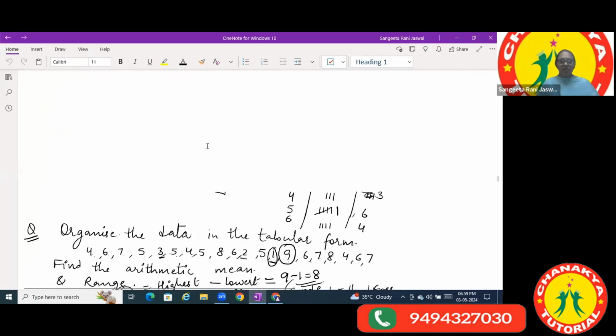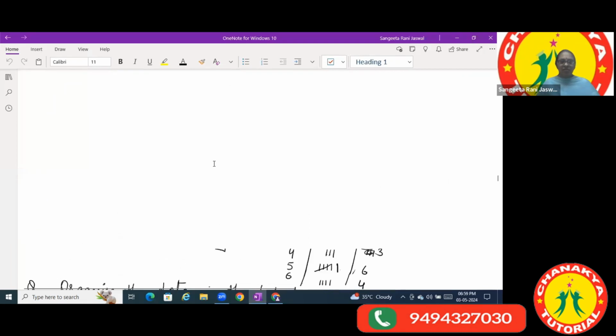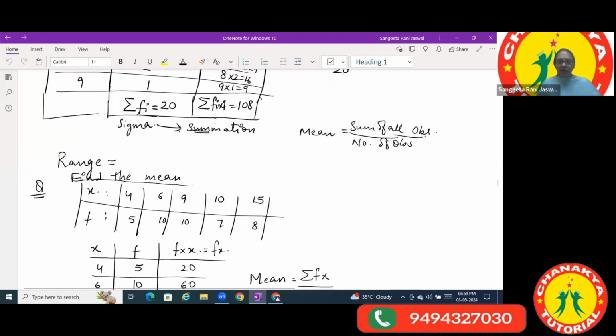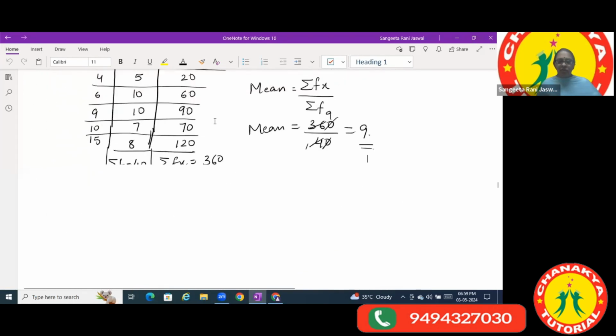So see, in the previous class, see Sudarshan, and others can also listen. Siddhant, you were also absent in the previous classes, no? You can also listen to that.